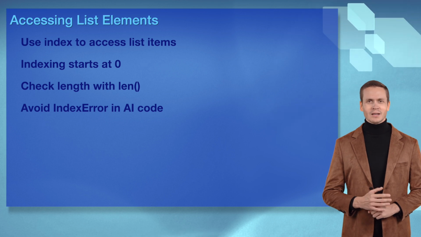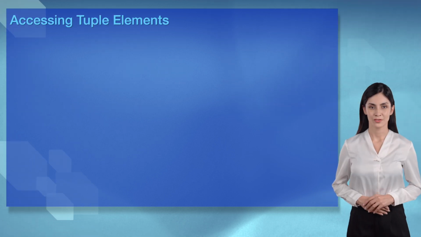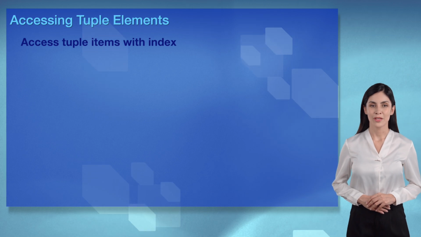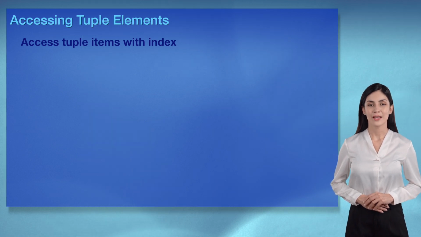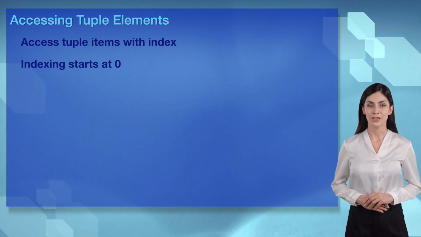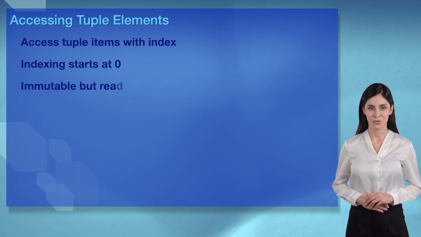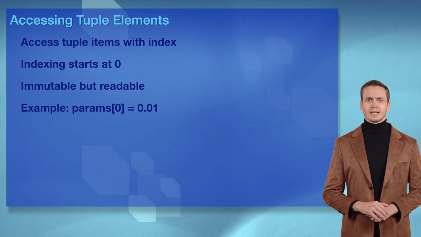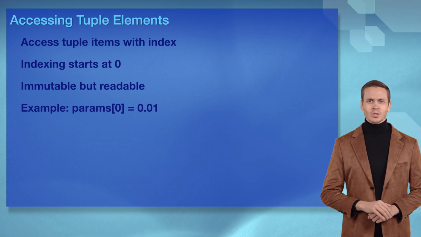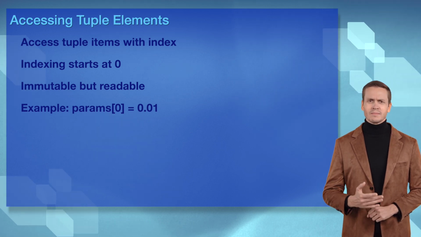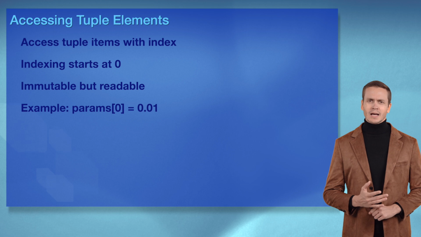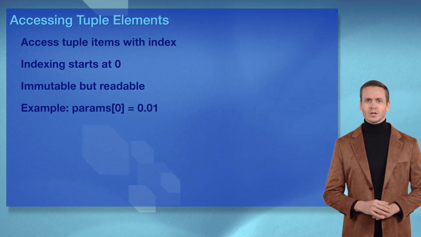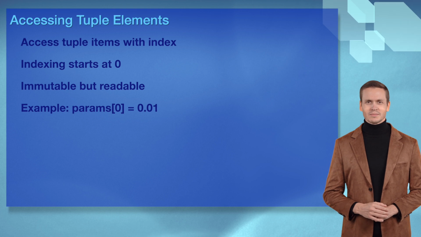Grab list data easily. Wizards, tuples use indexing just like lists. For params = (0.01, 100), params[0] gives 0.01. This is great for AI when you need to pull fixed parameters like a learning rate without changing the tuple. Exactly. Tuples are immutable, so you can only read data, not change it. Use params[1] to get 100, or len(params) for the tuple's length. We'll demonstrate this in our AI demo, wizards.